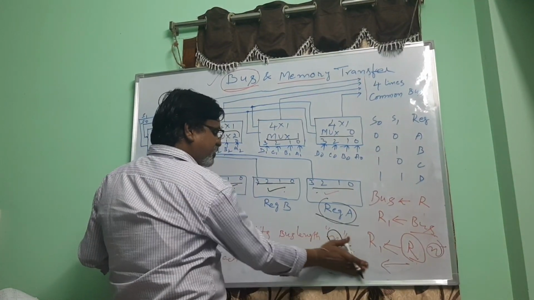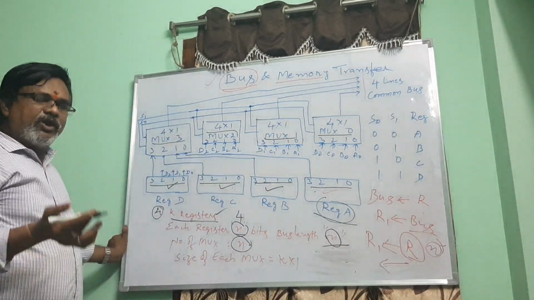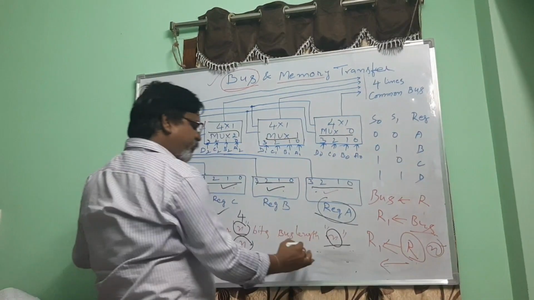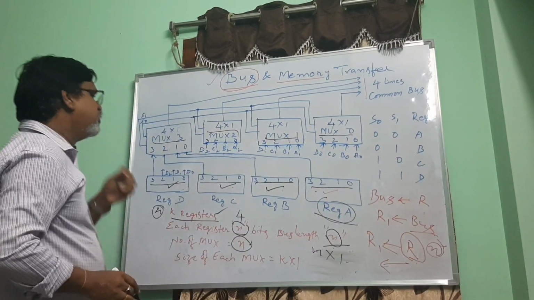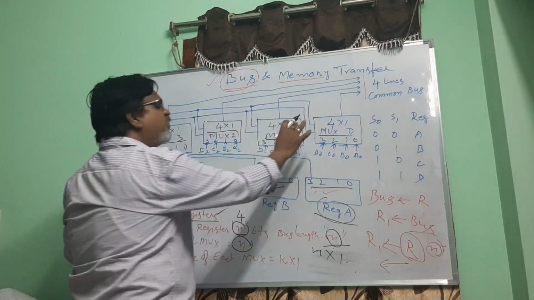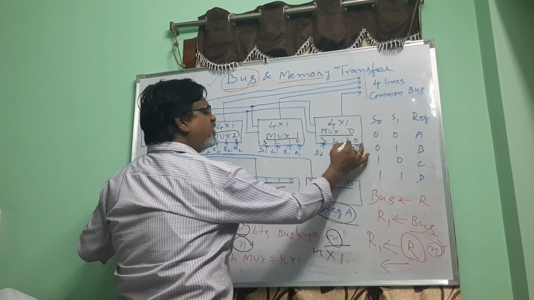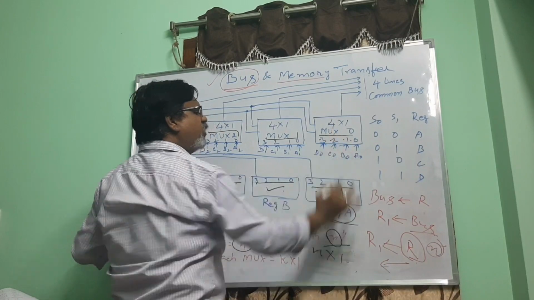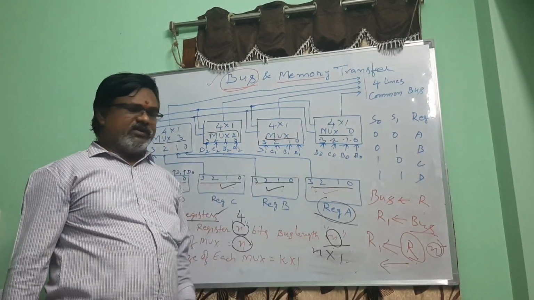So now we are discussing here the construction of bus lines using a multiplexer. So here n lines go into only one output. Just see here, in each multiplexer, how many lines are there? 1, 2, 3, 4. 4 input lines are there. And here 4 registers are there.